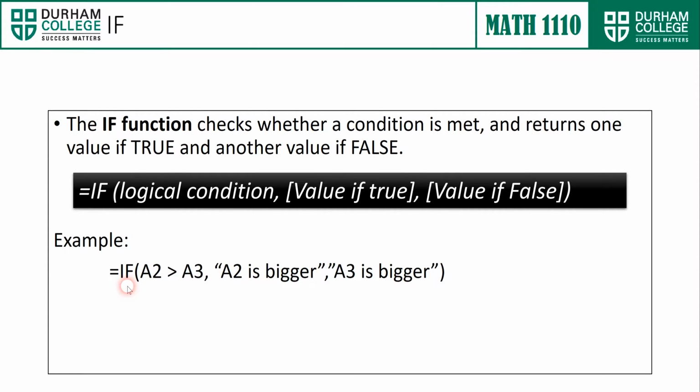So if I do this, equals IF, and then I compare the values in two cells and evaluate it. It will check if A2 is greater than A3, and if it is, which means the condition is true, it will display "A2 is bigger." And if it is not true, then it will simply display "A3 is bigger." So it's really simple as that.